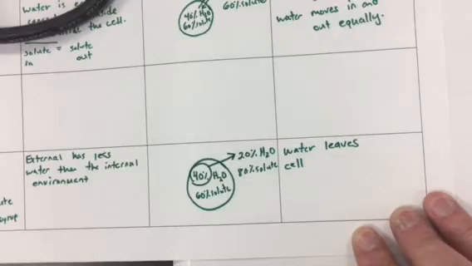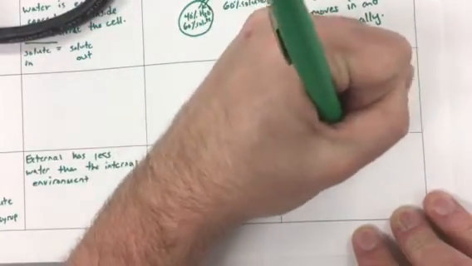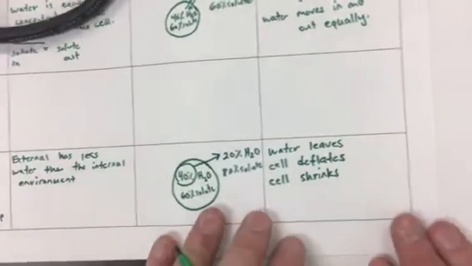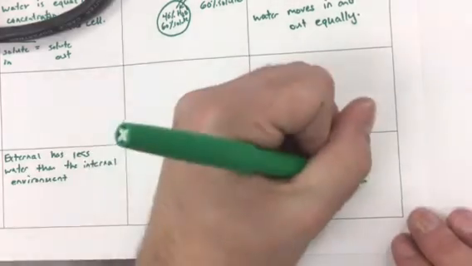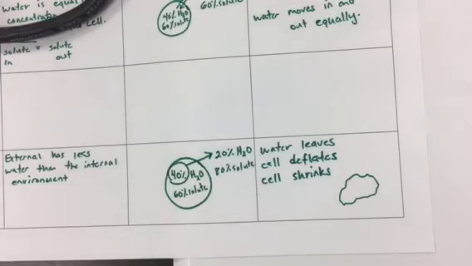and the cell does what? Deflates. And I'll leave it with your vocabulary, that's fine, but I'll call it something even easier. The cell shrinks. Okay, so we end up with a shriveled cell, just like the egg in the corn syrup.